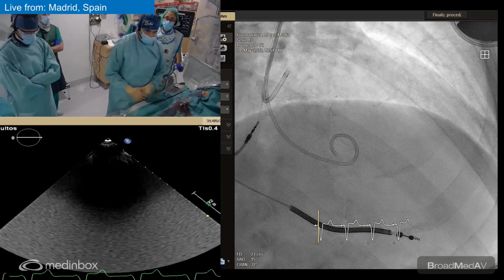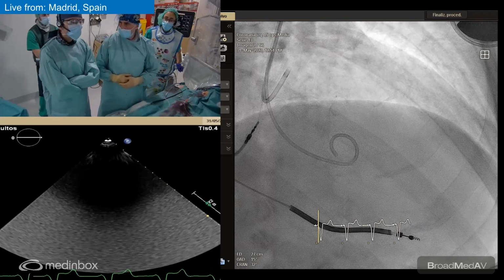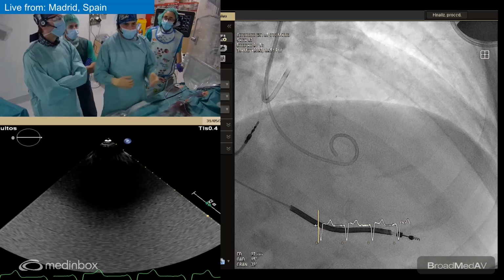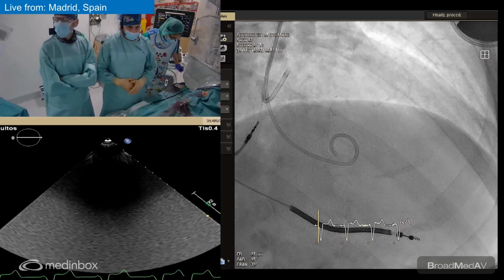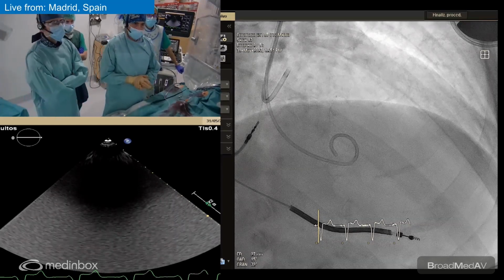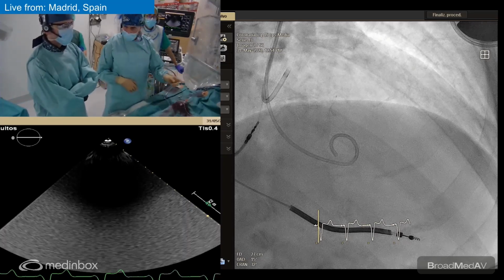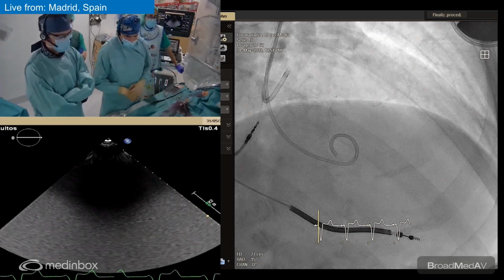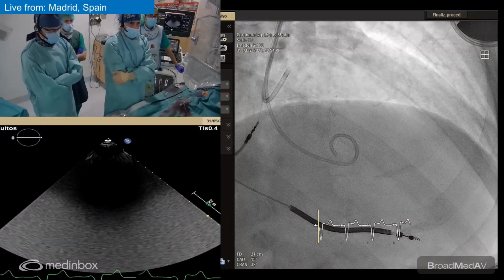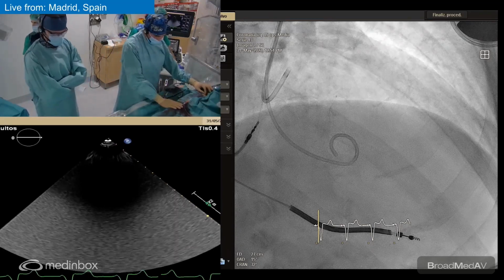3 minutes more. In the future, in 6 months, we can show the echo. In the case of the follow-up, at 6 months. Two minutes more. 1 minute. A small balloon, a small quantity of alcohol in this case.